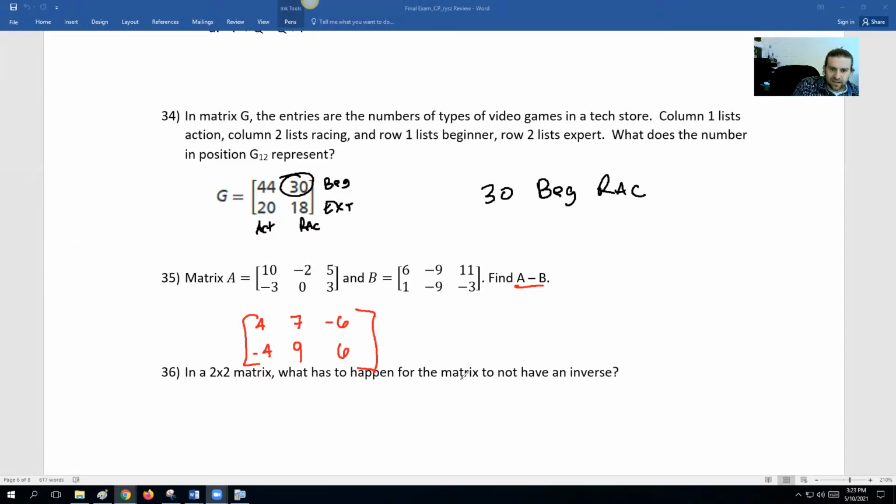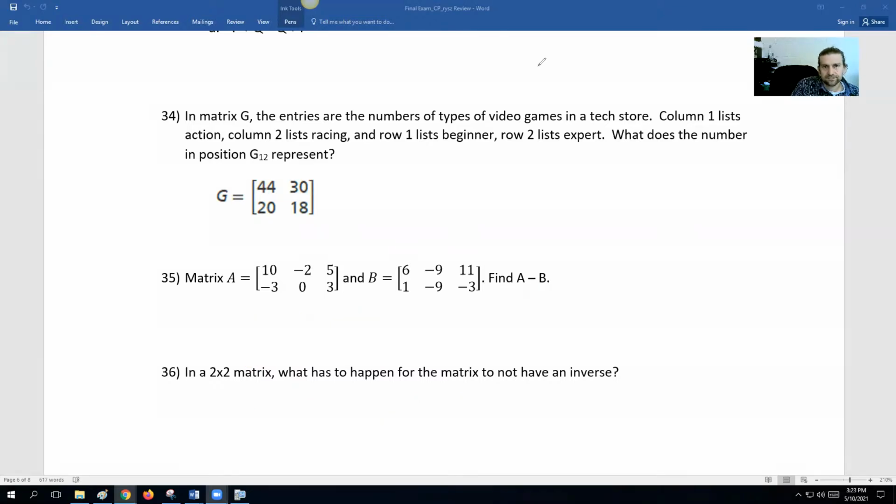What has to happen for the matrix to not have an inverse? To not have an inverse with A, B, C, and D, A times D minus C times B would have to equal 0. If we cross multiply and they're the same number, we can't have an inverse.